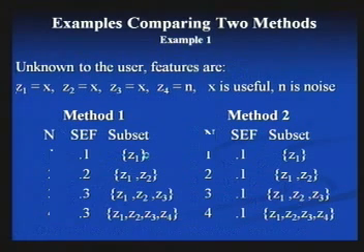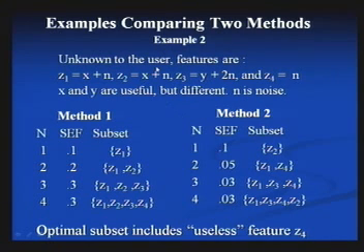Okay. Now, let's look at a second example. Suppose, unknown to the user, again you have 4 features. The first one is X, which is somewhat useful, but it has noise added to it. The second one is identical. The third one is a different useful feature plus 2 times the same noise present over here. And then the fourth feature is the noise.